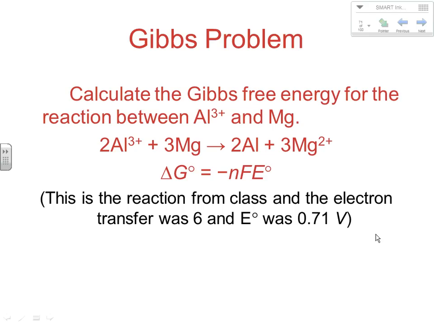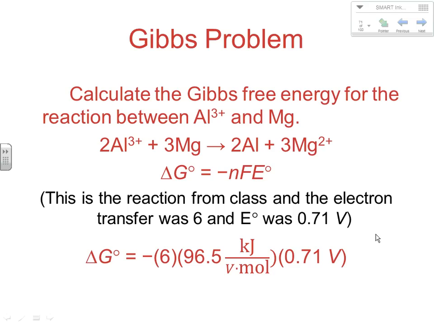That's why the aluminum had to be doubled and the magnesium had to be tripled in the balancing of that redox reaction. And the cell potential was 0.71 volts for that particular reaction. So we know the n and we know the E naught. And since F is our Faraday's constant, 96.5 kilojoules per volt mole, if we plug those values in, our answer ends up being negative 410 kilojoules per mole.